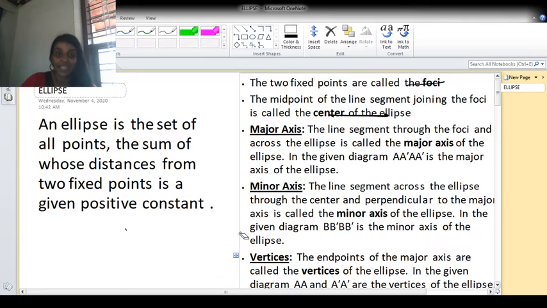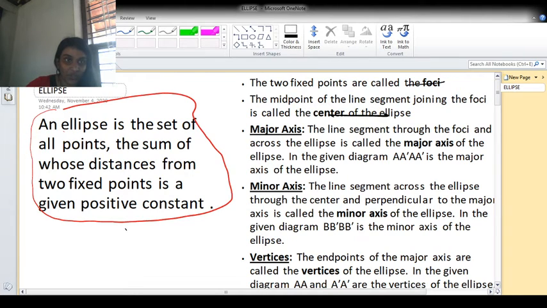Good morning. In this section, I will explain what an ellipse is and what the algebraic expression of an ellipse is. Here I will write a definition of an ellipse. First of all, I read and explain it. An ellipse is the set of points, the sum of whose distances from two fixed points is a given positive constant.